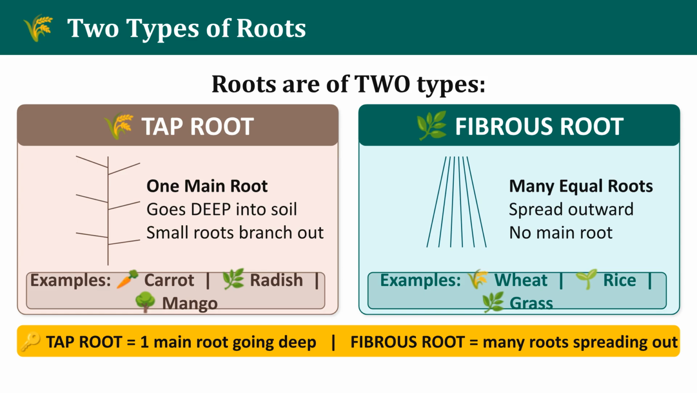The second type is called a fibrous root. Instead of one thick root, it has many thin roots of almost the same size. These roots spread sideways. Examples include wheat, rice, and grass. Here's an easy trick. Taproot. One strong root going deep. Fibrous root. Many thin roots spreading out.